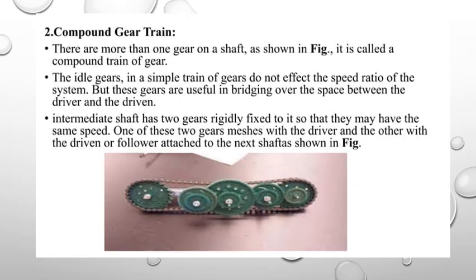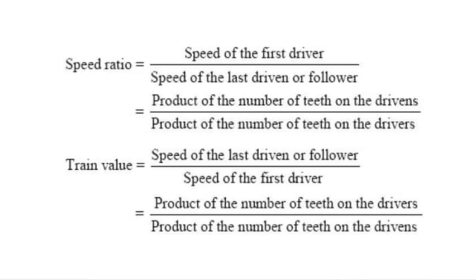Next one, compound gear train. Two or more gears on a shaft make a compound gear. It is an idler gear for a simple train and does not affect the speed ratio, and the intermediate shafts have two gears rigidly fixed, so they have the same speed. That's the speed ratio: the ratio between the speed of the first driver to the speed of the last driven or follower. And train value is the ratio of the speed of the last driven or follower to the speed of the first driver.